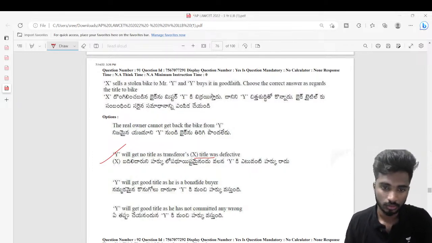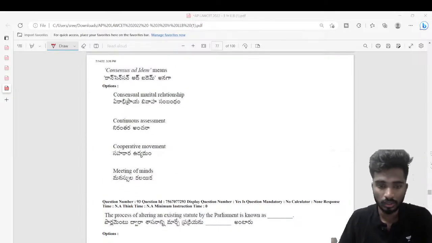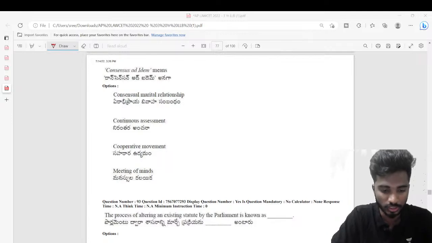Next question. Consensus ad idem. Contract law, we already discussed this question. What is the meaning of consensus ad idem?